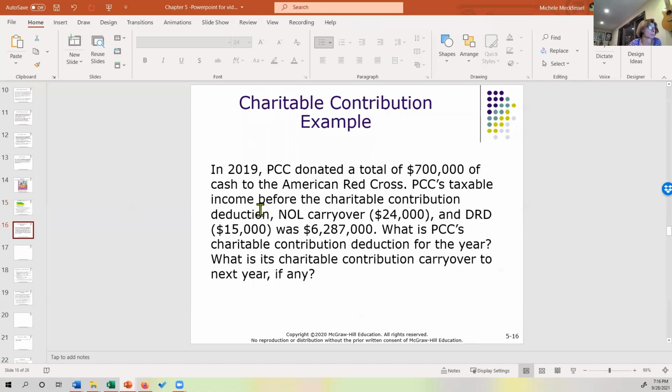All right, let's look at an example. Let's say we have an example where this PCC corporation donated $700,000 of cash to the American Red Cross. Their taxable income before the charitable contribution, NOL carryover, and dividends received deduction was $6,287,000. The question is, what is their charitable contribution deduction for the year, and what, if any, do they get to carry forward?